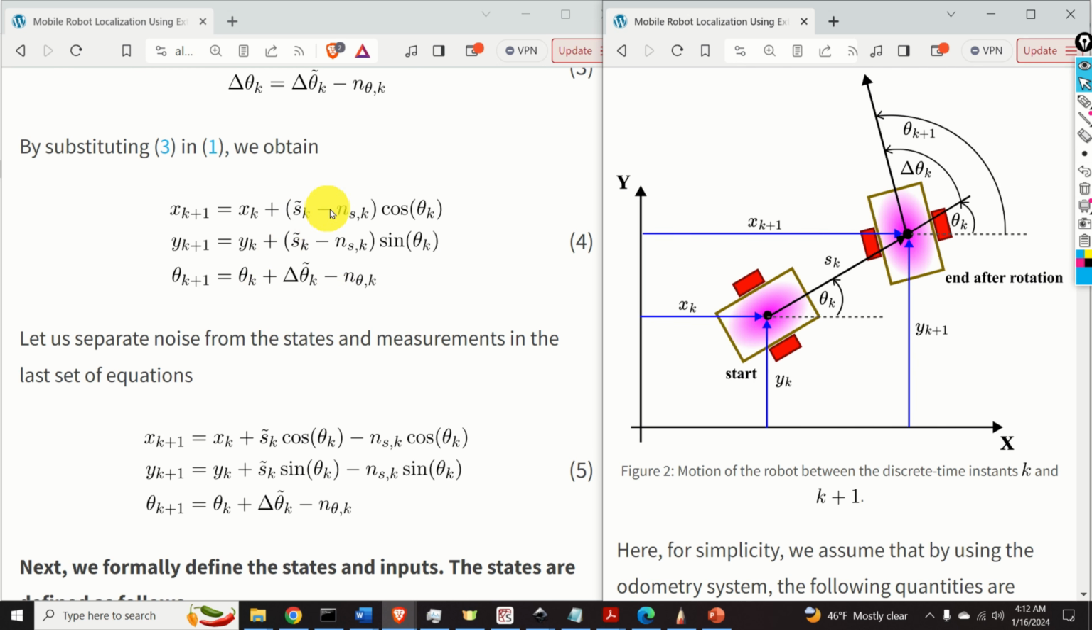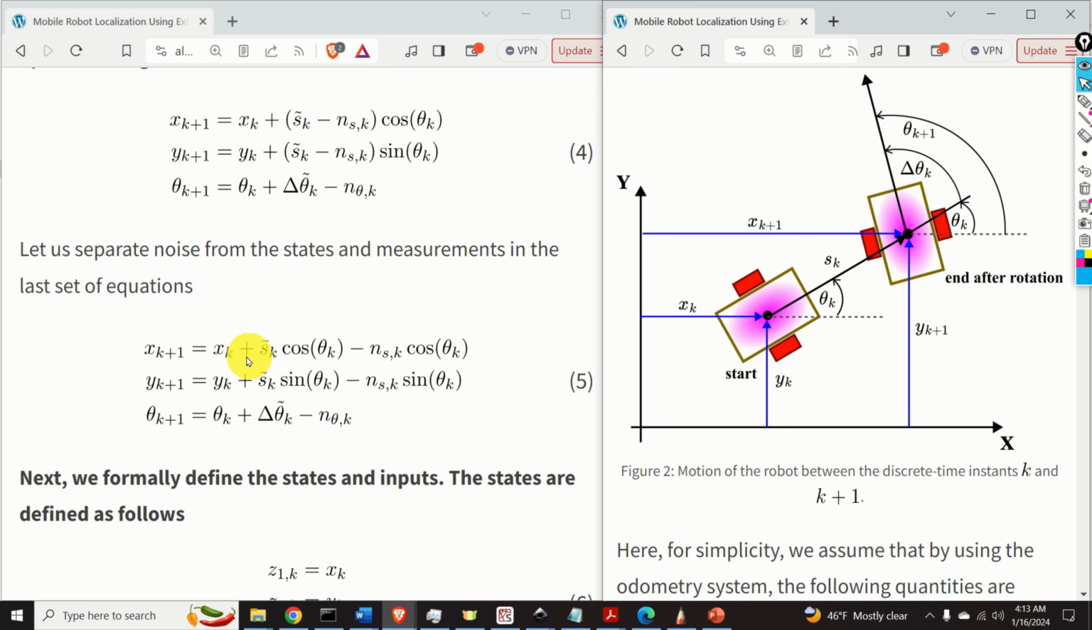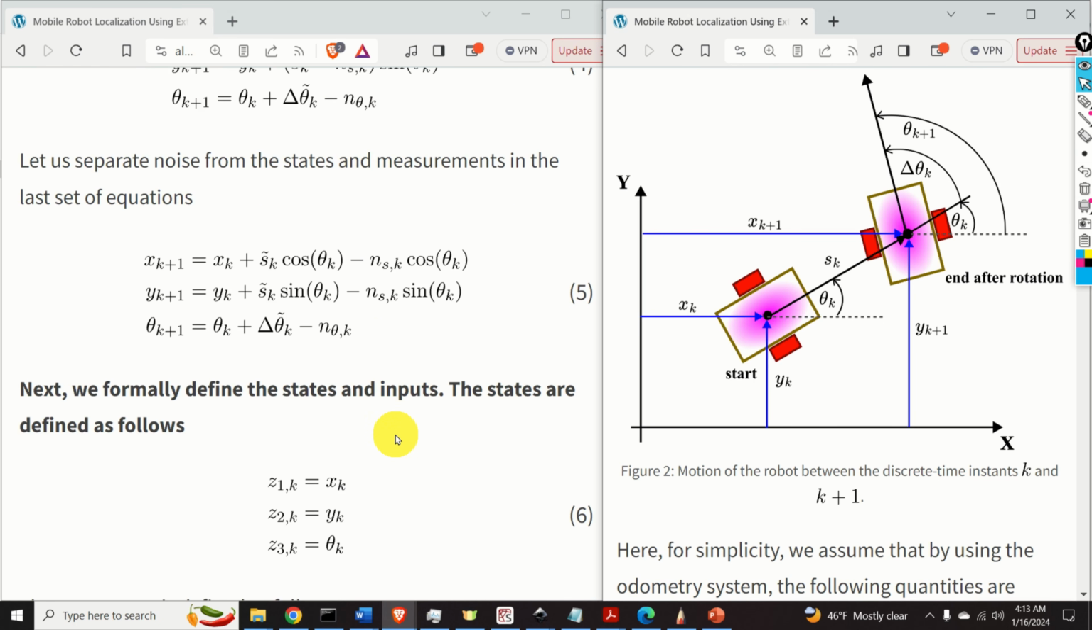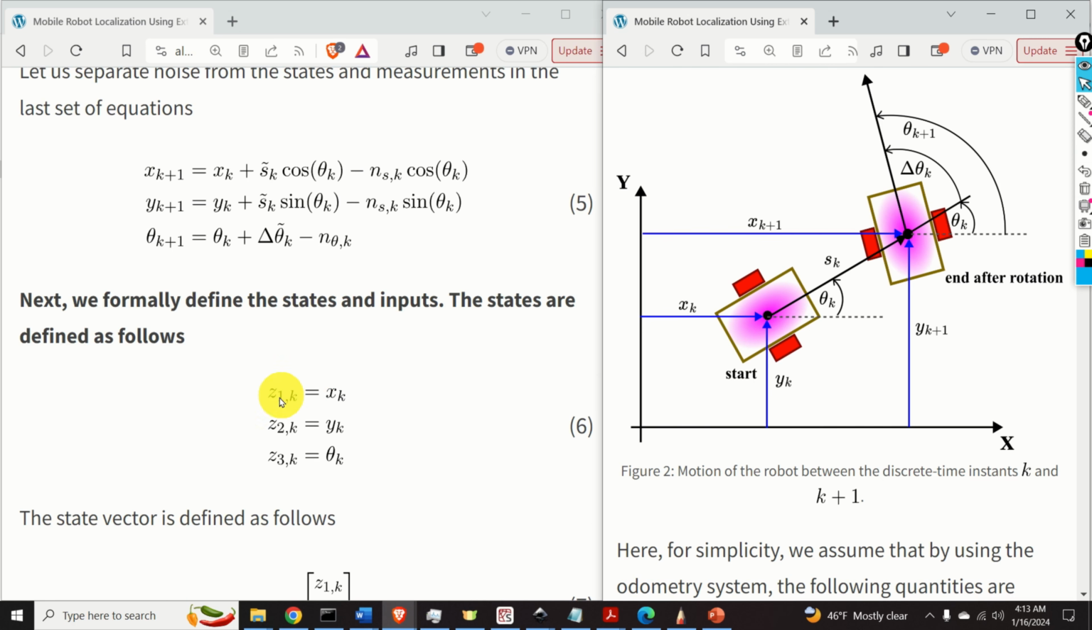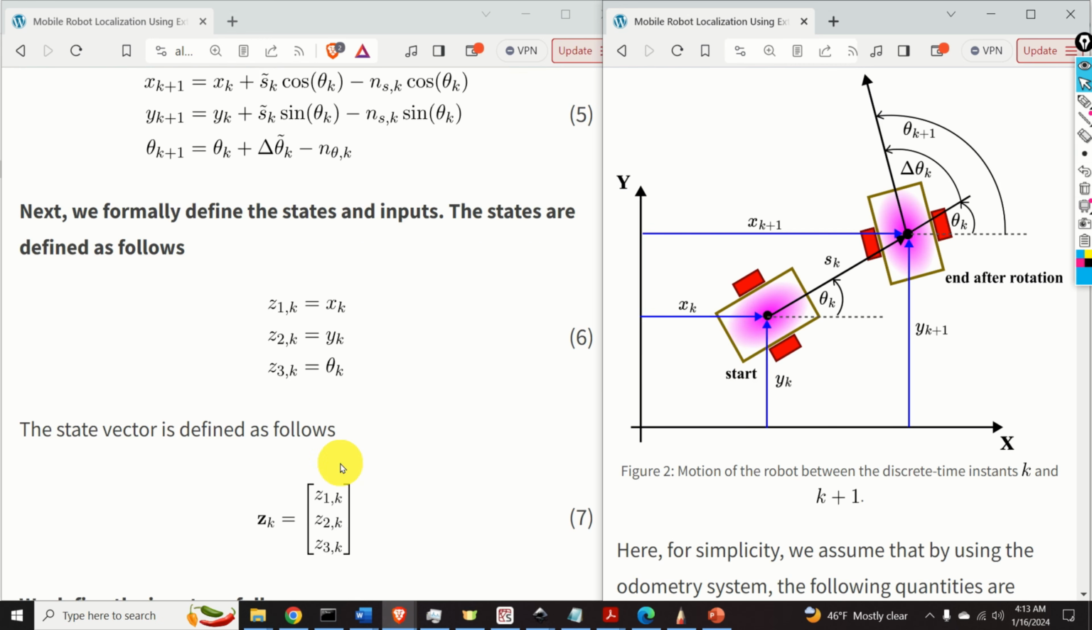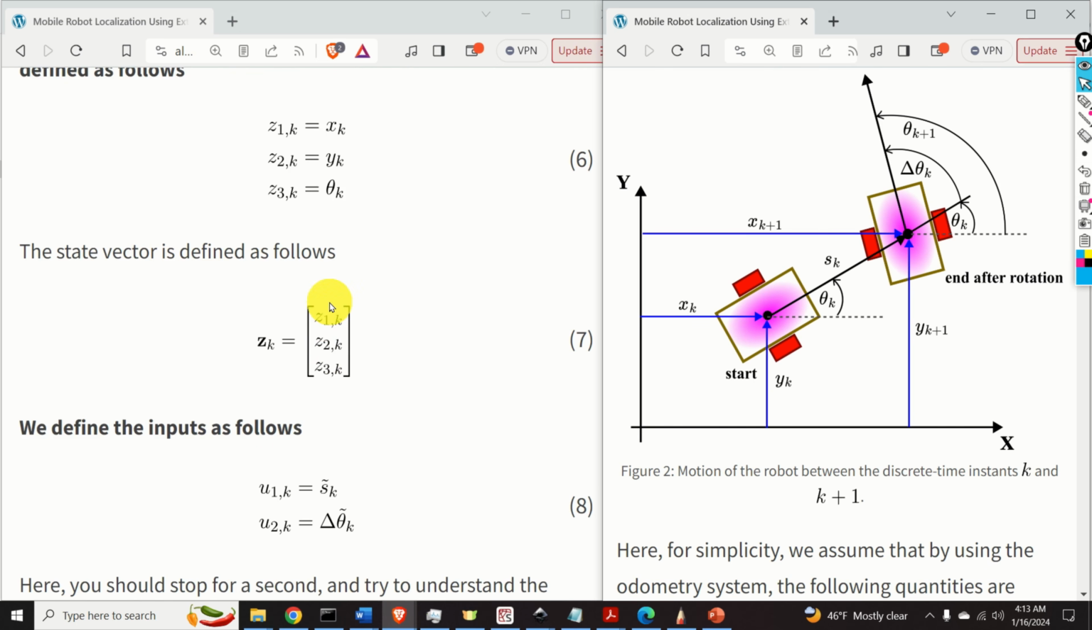We can transform these equations by separating noise from the states and measurements in this set of equations, and consequently, by just expanding these two terms, we obtain this set of equations. Next, we formally define the states and inputs. The states are defined like this. The state z1 at the time instant k is simply equal to xk. Then the state z2 at the time instant k is equal to yk, and the state z3k is simply equal to theta k. The state vector is defined like this.